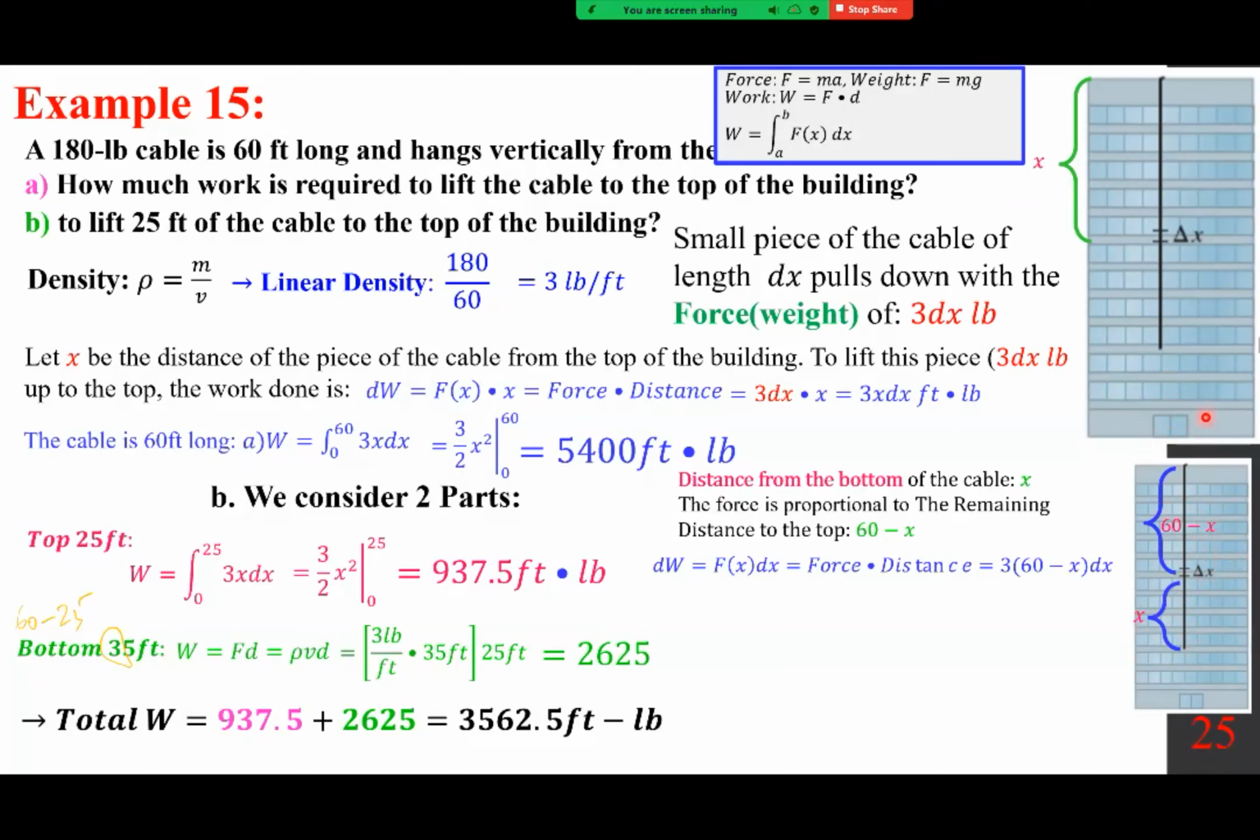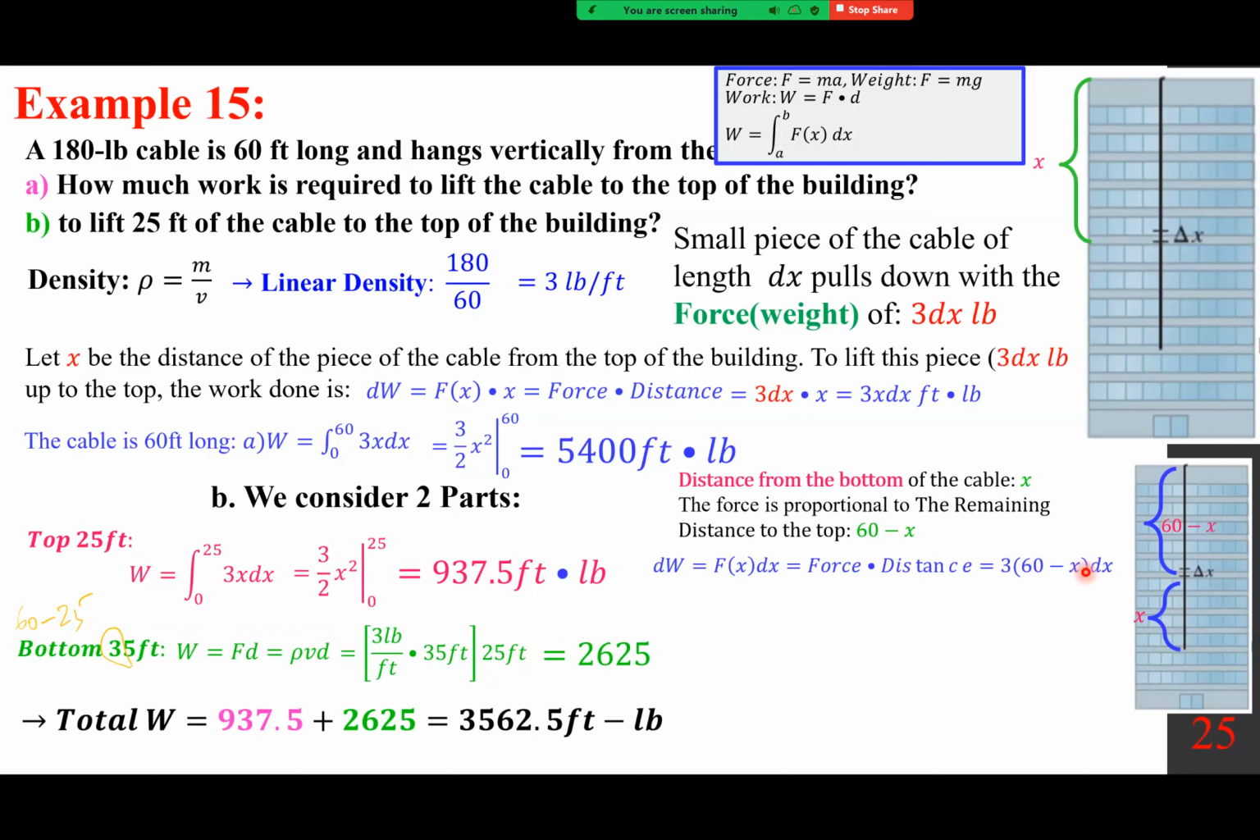So it's going to go up by 60 minus x. So 3 times 60 minus x dx. Now, to make sure this makes sense, we are going to look at x equals 0. When x is 0, that means it starts from here, right? If x is 0, that means we have to move it 60. So that 60 times 3 is 180 pounds.